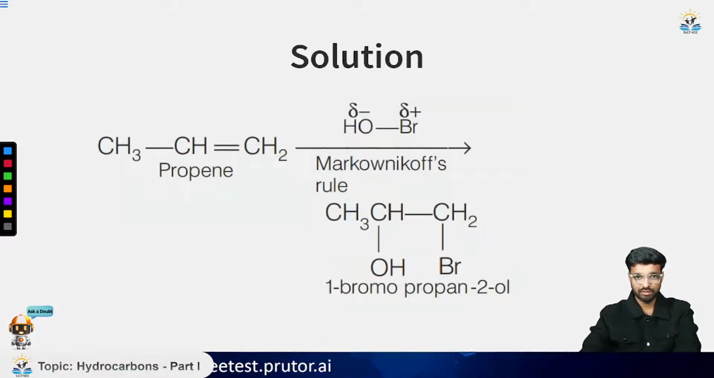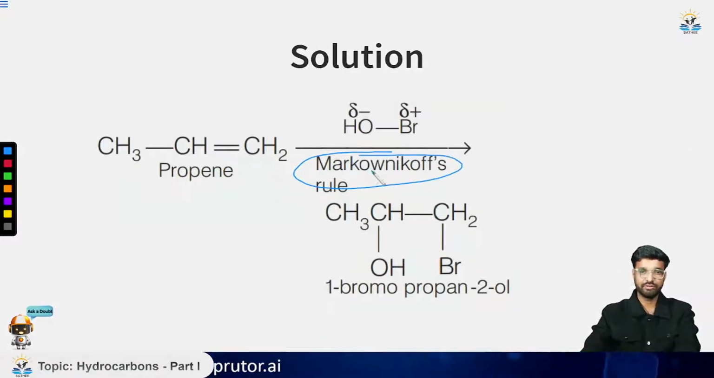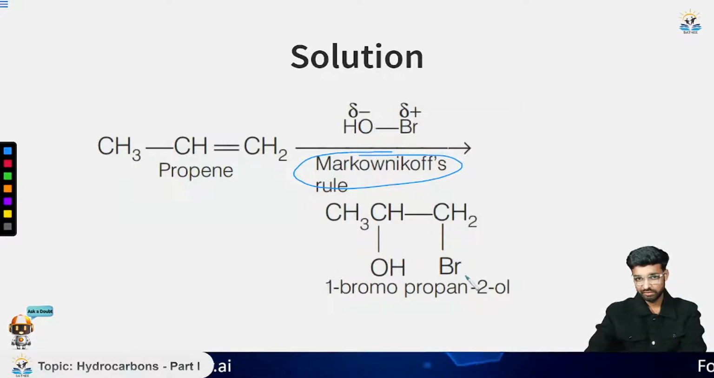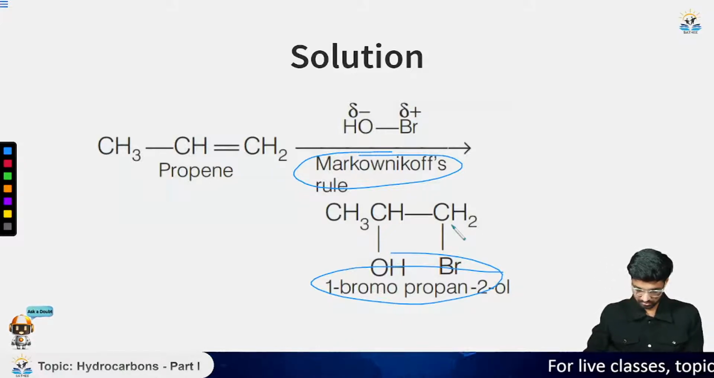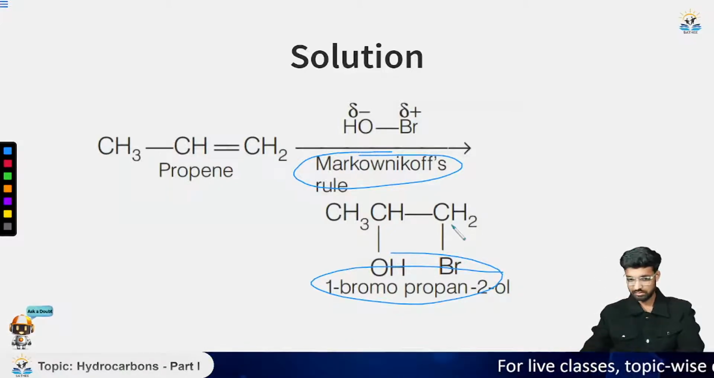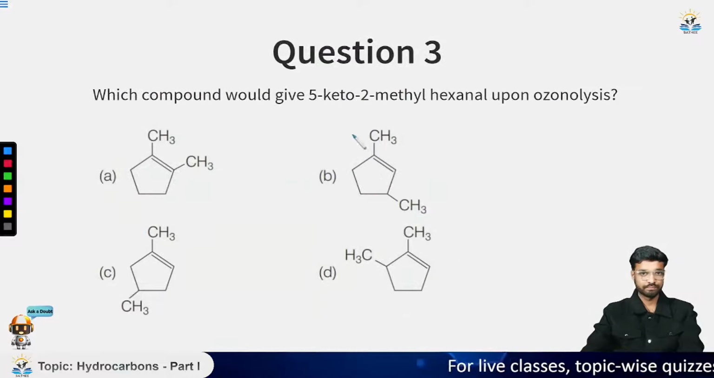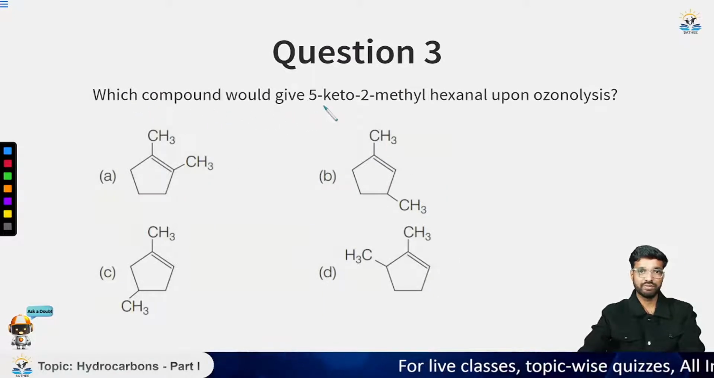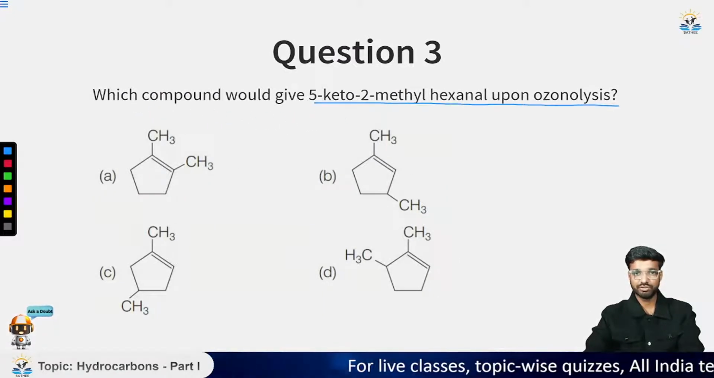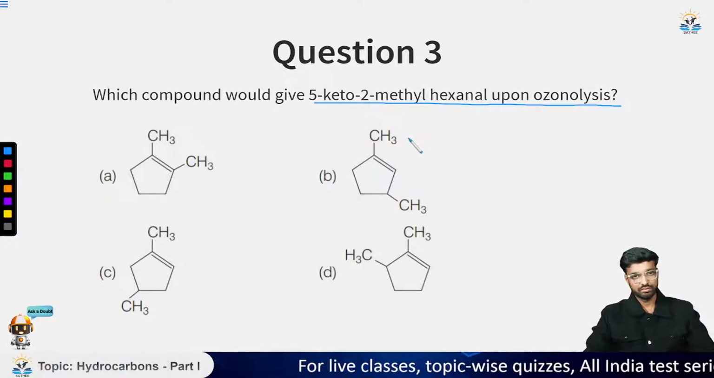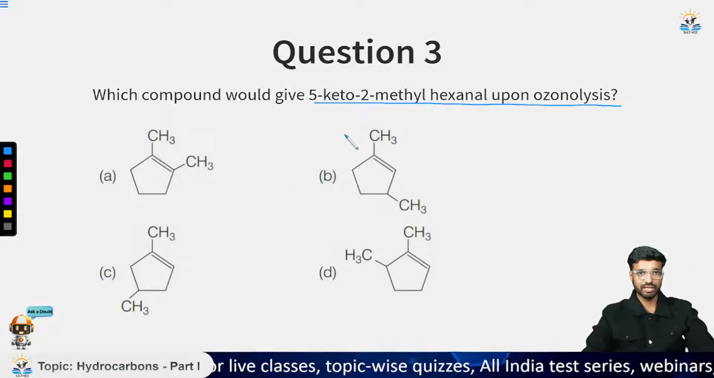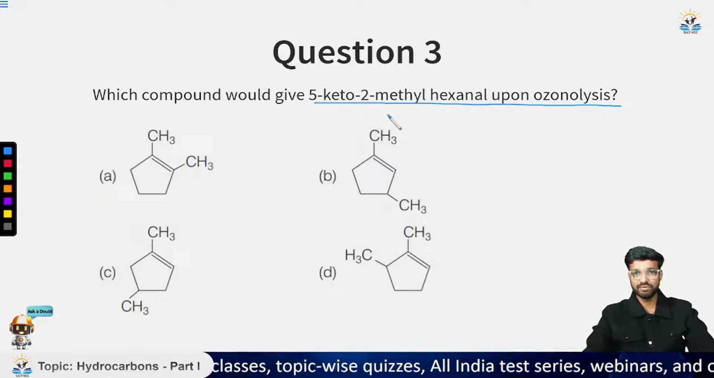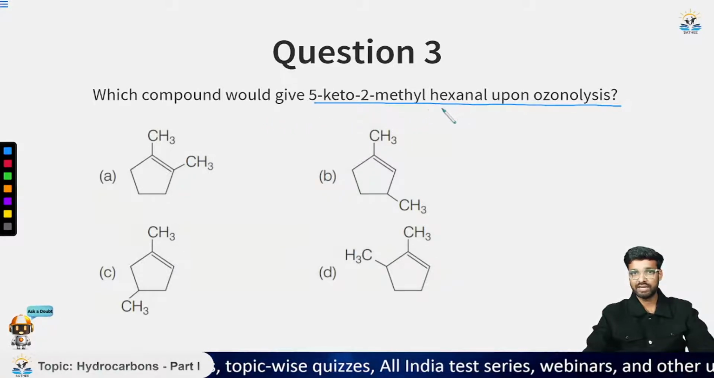So it will follow Markovnikov's rule, as we are using no peroxide here. So we'll simply get a Br on the less substituted side. Which compound will give this 5-keto-2-methyl hexanal upon ozonolysis? So it is asking which of these compounds will give 5-keto 2-methyl hexanal.